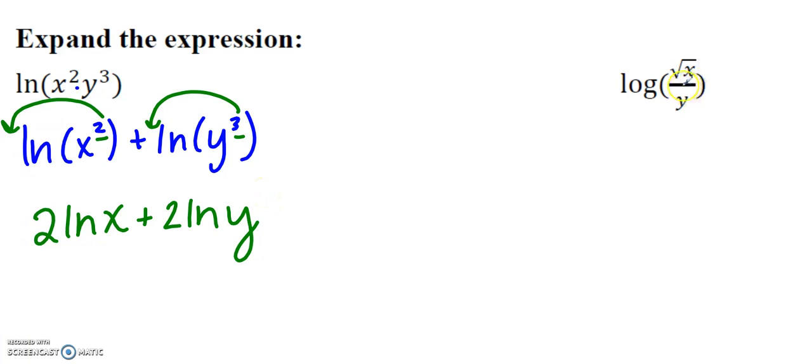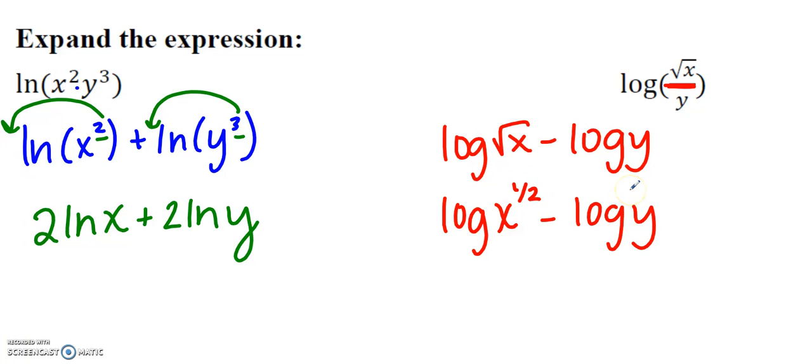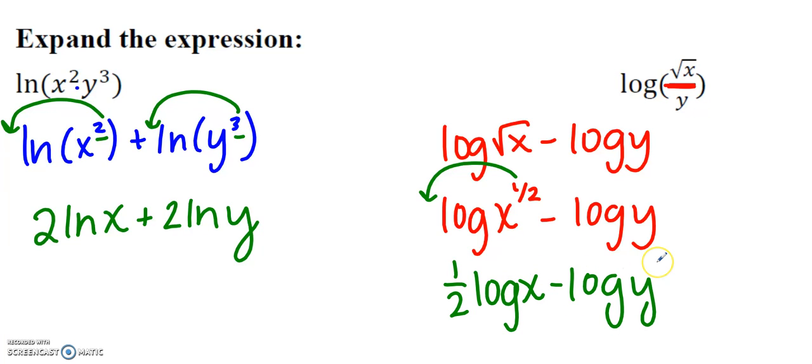This next one then, I'm starting with some division overall. So I'm going to do the log of the square root of x minus log of y. Notice that I'm starting with the common log here. I started with the natural log here, but it's all types of logs. This then I could rewrite as x to the 1/2 using my rational exponents. And now I can use that power property and swing that 1/2 down in front for my final answer.